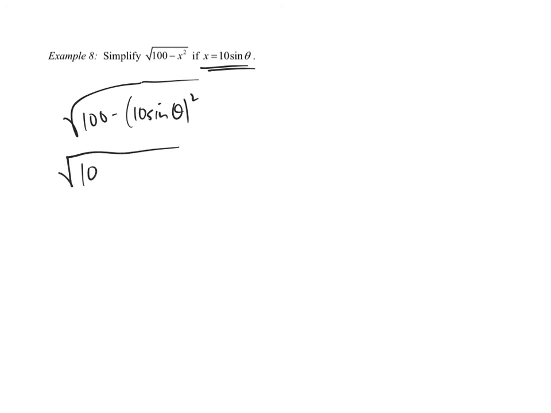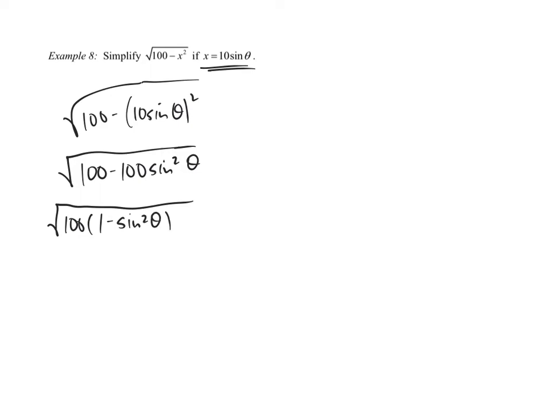Okay, example 8 wants us to simplify the expression square root of 100 minus x squared, given that x is equal to 10 sine of theta. So what I'm going to go ahead and do is substitute in 10 sine of theta squared. And so if I go ahead and square that out, that's going to be square root of 100 minus 100 sine squared of theta. Okay, well, what I notice that I can do now is I can factor out a 100. So I'm going to go ahead and do that underneath the radical. So 100, and that's going to leave me with 1 minus sine squared of theta.